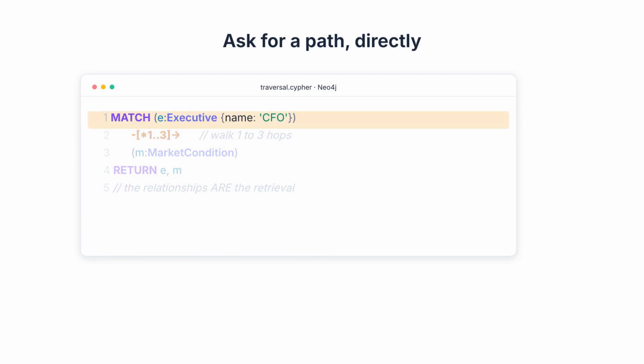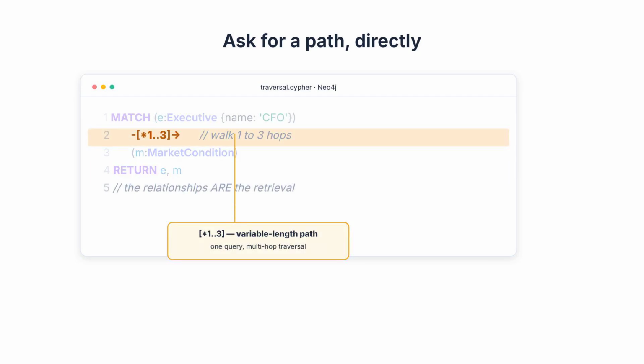Here's a tiny taste of Cypher, Neo4j's query language. We match an executive, follow 1 to 3 relationship hops, and return the market conditions at the end. We'll go deep on this in later modules. Today, just feel how natural a multi-hop query becomes.